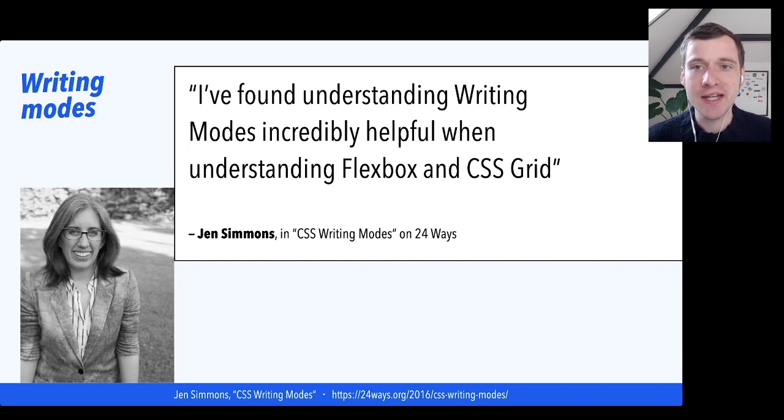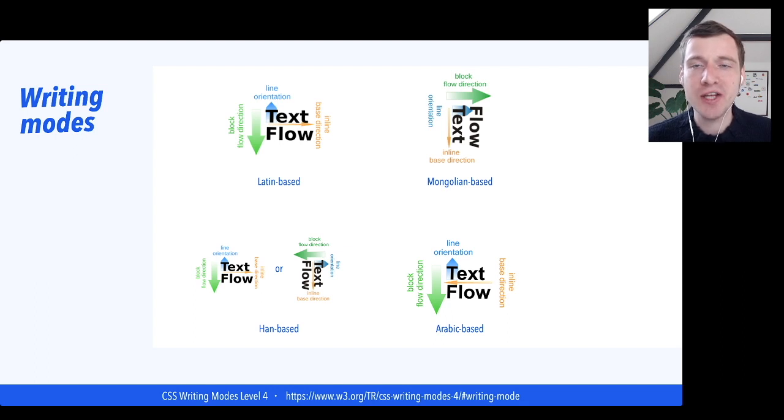If you want to understand CSS Grid and Flexbox, as Jan Simmons explains in her post, CSS writing modes on 24 ways. If you understand that these writing modes have different directions and that we have this block direction and inline direction and it can vary between different writing modes, all of a sudden it makes a lot more sense that we have things like align self start or align self end rather than left or right or top or bottom. So these writing modes are useful in order to understand how things like alignment work in CSS Grid Layout or Flexbox.